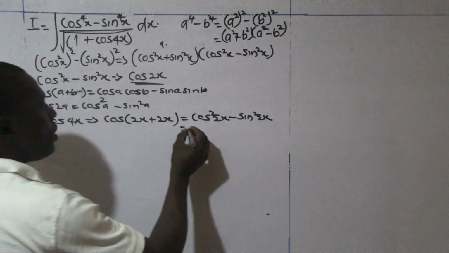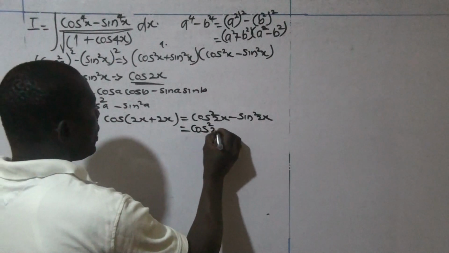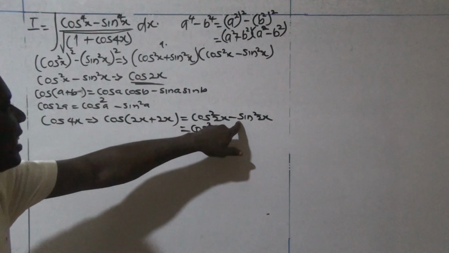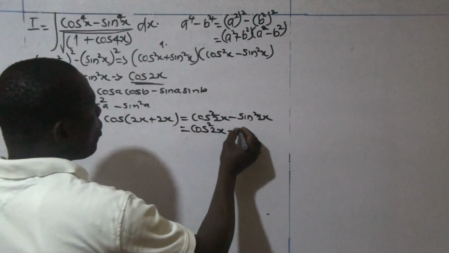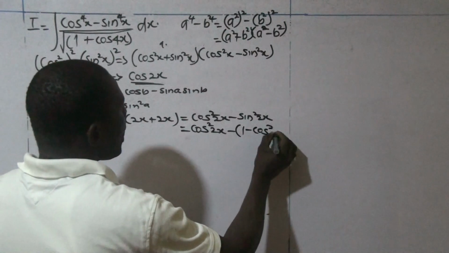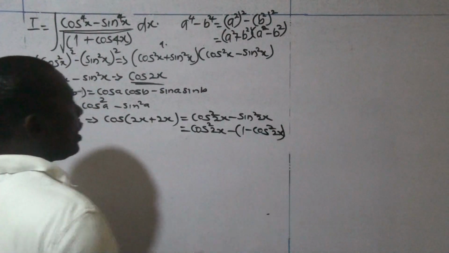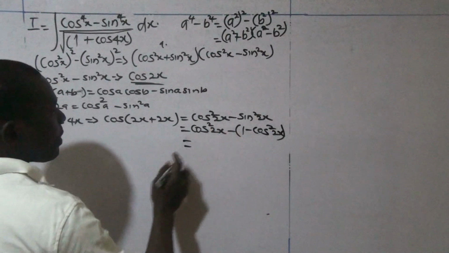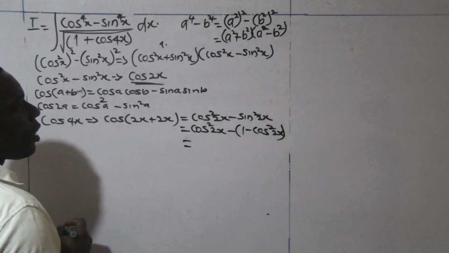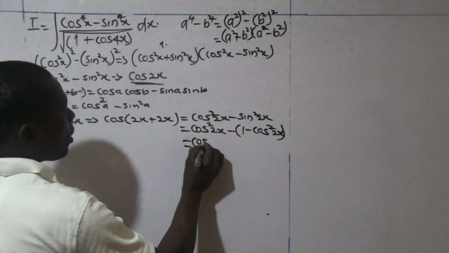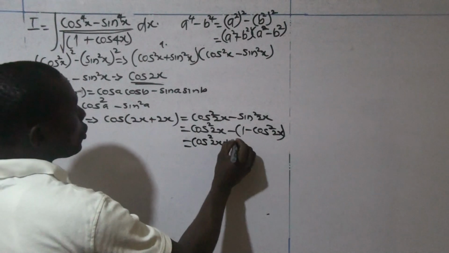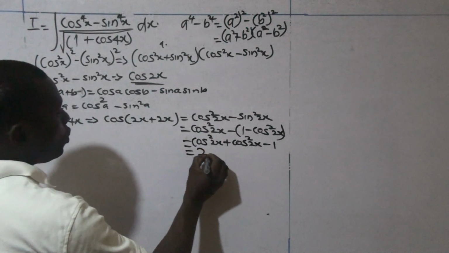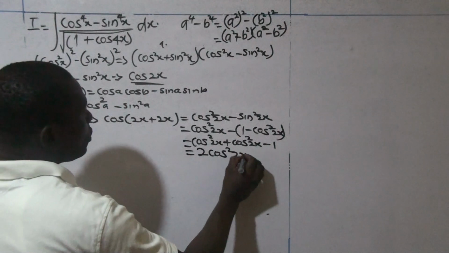But here, we will go further than this. We say this is cos squared 2x minus sine squared 2x. From trigonometry identity, sine squared 2x becomes 1 minus cos squared 2x. So minus times 1, we have a minus 1, and minus times minus cos squared 2x gives plus cos squared 2x. So here will become cos squared 2x plus cos squared 2x minus 1, which is 2 cos squared 2x minus 1.